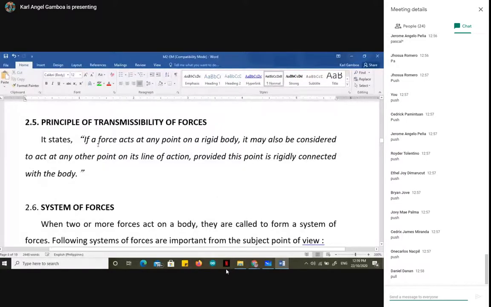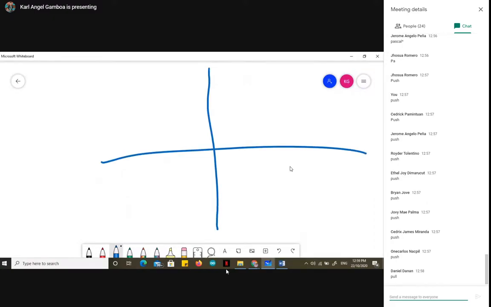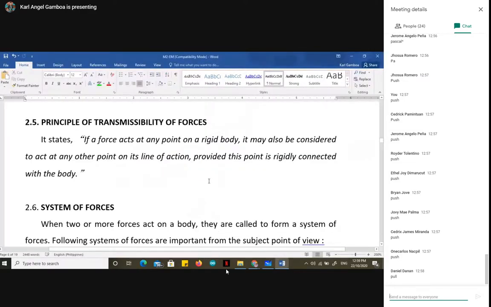It states that if a force acts at any point on a rigid body, it may also be considered to act at any point on its line of action. So what do you mean by that, guys? For example, ganito. Palagay ko naaral niyo na to pero hindi niyo lang alam na transmissibility ang tawag. For example, I have now here a force. Here, may force ako dyan. And then, meron din ako force dyan. Meron din ako force doon. And then, hindi ka sanay na magkakahiwalay yung force. Ang sabi ng principle of transmissibility, let me read again, to act at any point of that line of action.